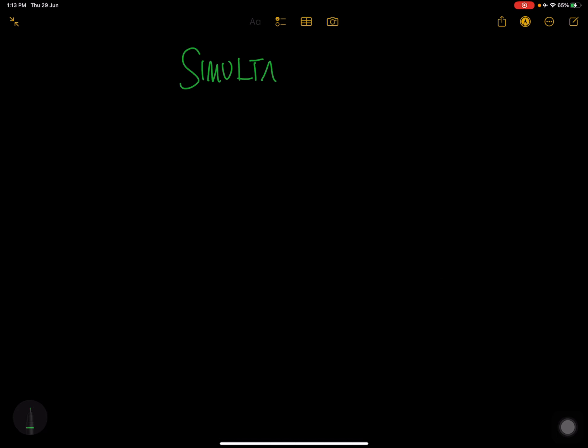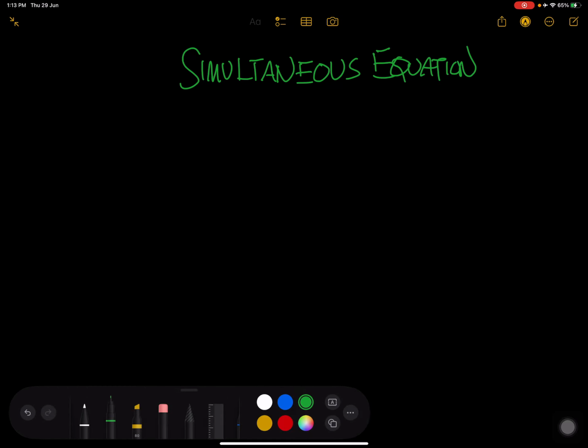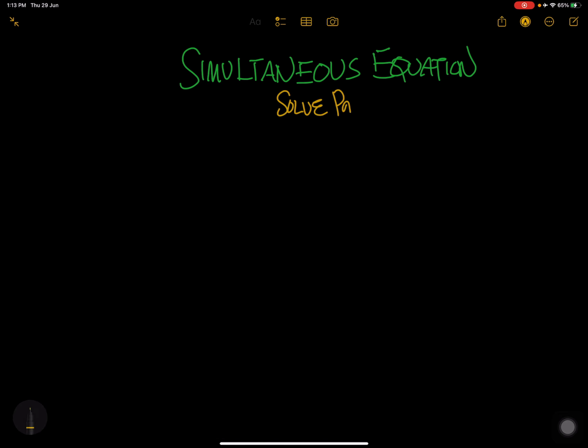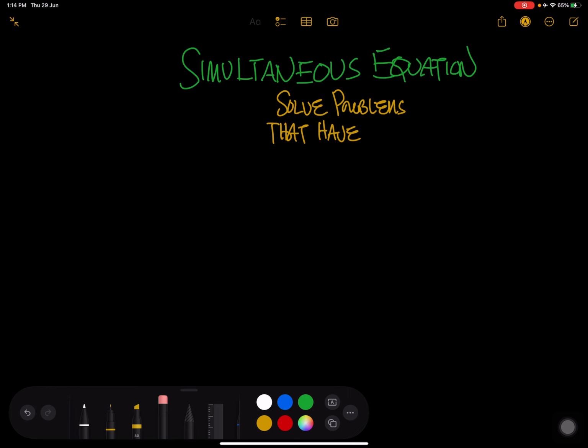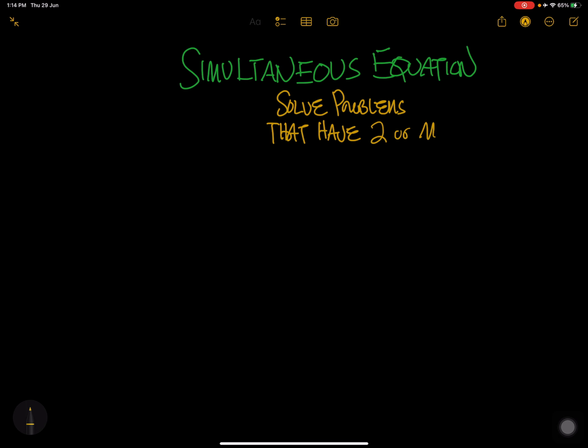Why are we looking at simultaneous equations? We are looking at a case where we will have to solve for two or more variables. So we want to deal with two or more variables. Maybe we want to solve problems that have two or more variables. And that's where we use it.